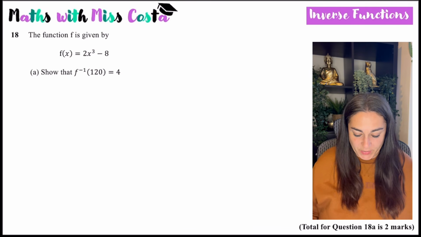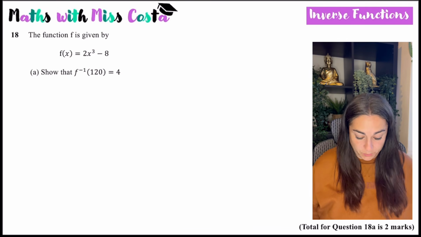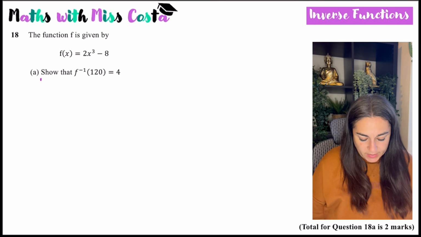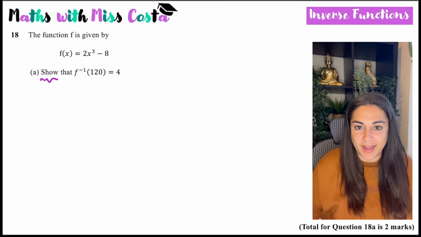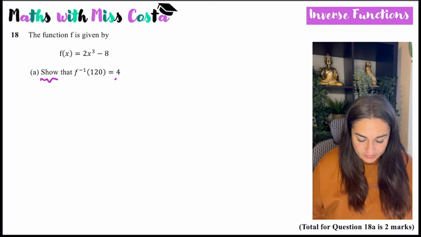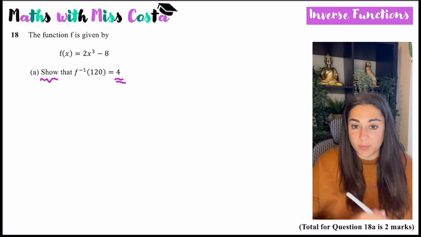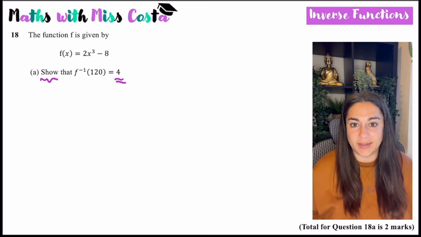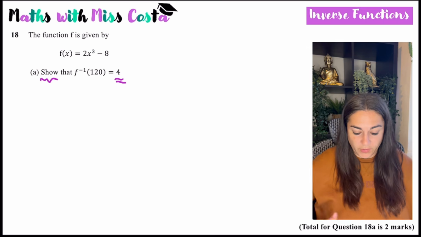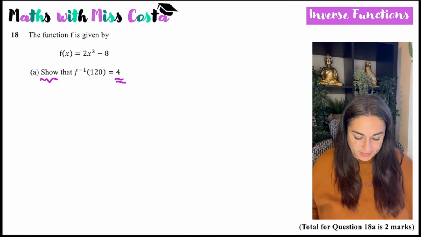Okay, so in this question we're dealing with inverse functions, and we're asked to show that. So show that means that we are given the answer. We know the final answer is going to be 4, and we just want to show each step of our working, show the examiner we know exactly how to get to the final answer.